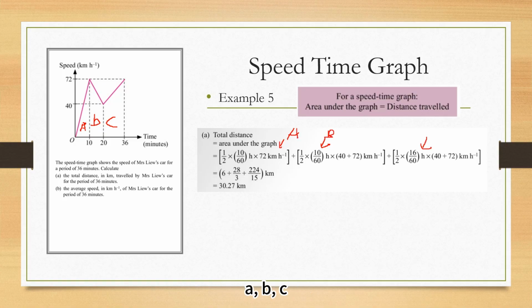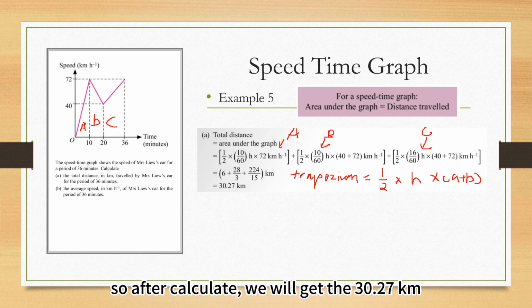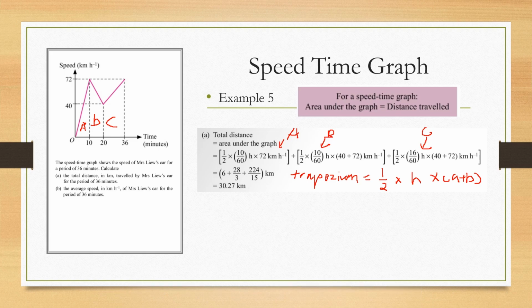The formula for the triangle is 1 over 2 times base times height. For the trapezium, the formula is 1 over 2 times height times width, A plus B. After calculating, we will get 30.27 km. Let's move on to question B.